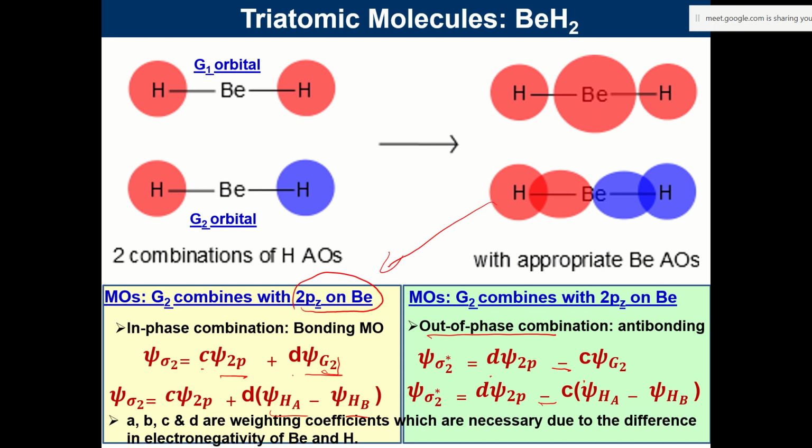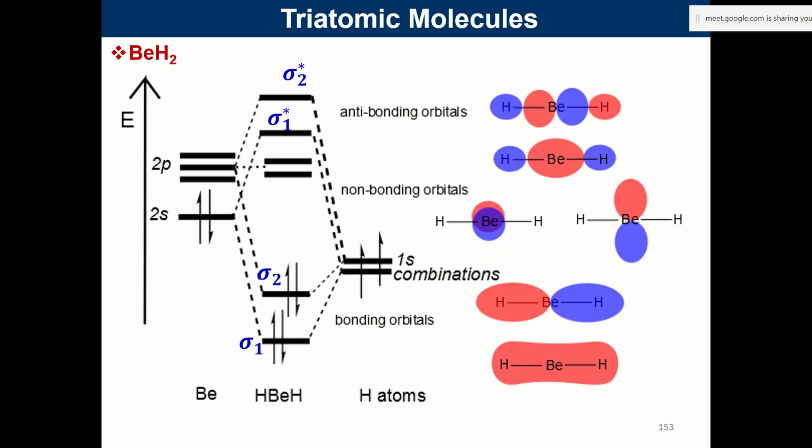So A, B, C, D are the statistical coefficients, the weighting coefficients, which take into account the electronegativity and all. It is basically because of electronegativity, but it is better to say that they give you an idea of the relative contribution each one is making in the making of that particular orbital, and of course the relative contribution is different because of the electronegativity. So when you think of the overall picture, this is how it builds up.